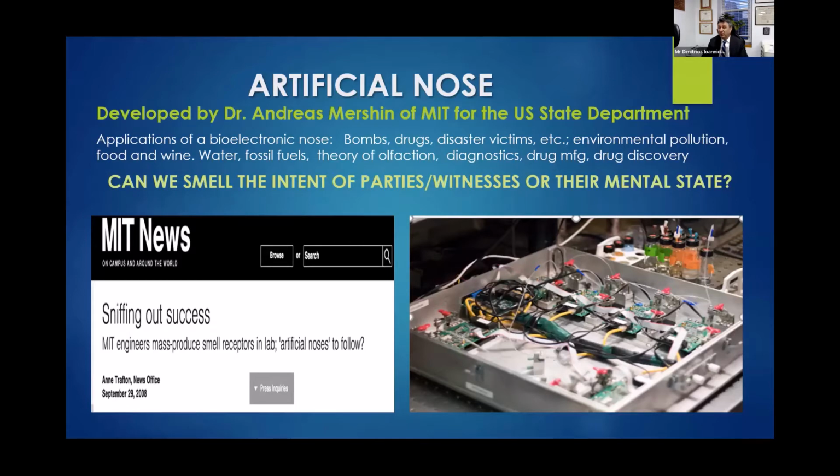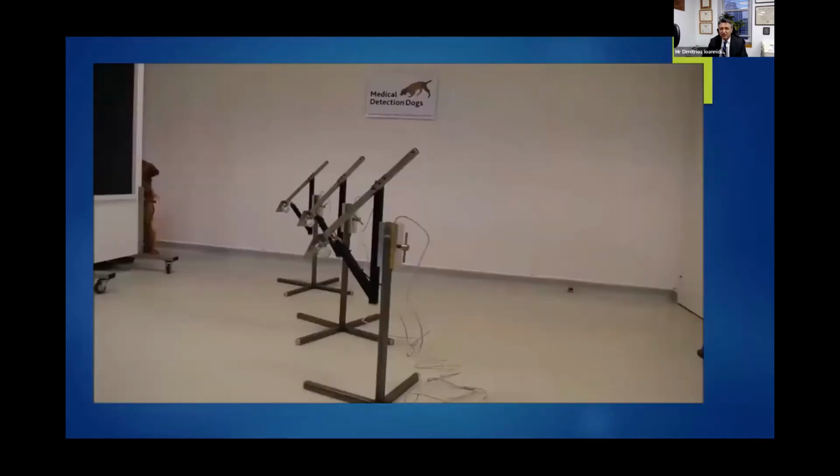...or the intent of parties, especially in contract formation, in breach of contract cases, in all these types of things. The second slide that I want to show you is a little video that shows how dogs do it. And this is a company that we work with in the UK, the Medical Detection Dogs. I'm going to play a bit of a part.